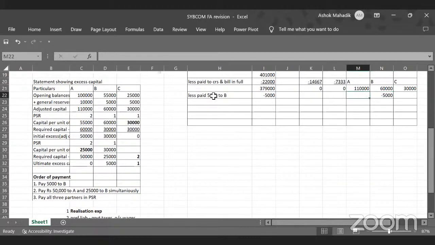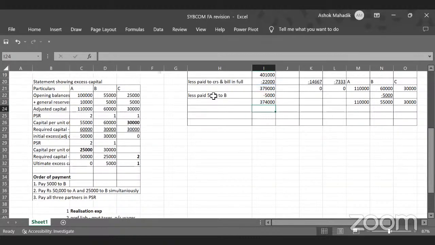After this payment, our balances will be: A remains at 1,10,000, B is 55,000, and C is 30,000. After paying 5,000, the first order, how much cash do I have now? 379 minus 5,000. So I have 3,74,000.